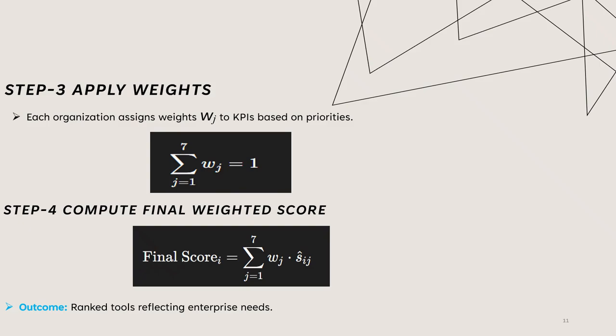And finally, we compute the weighted score, and the outcome that we will see in the framework will be the ranking of the tools based on the assigned weights and the raw scores as given by the organization depending on their needs. Now let's jump onto the demo of the framework, to see how our framework is working.